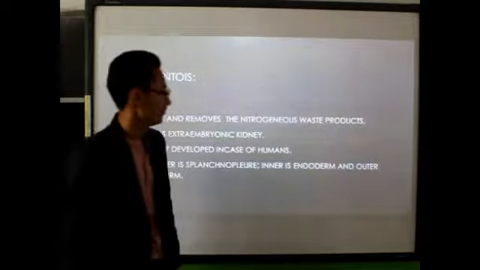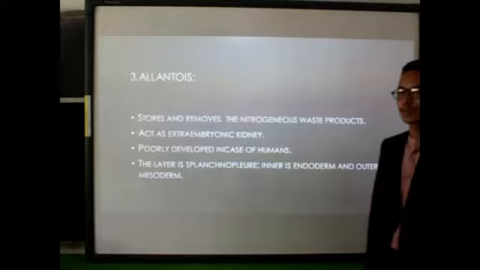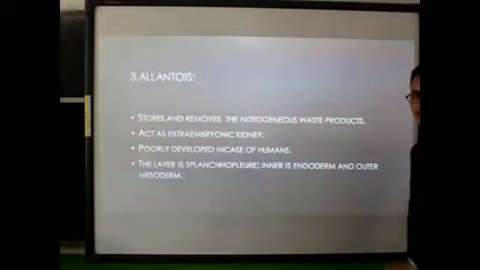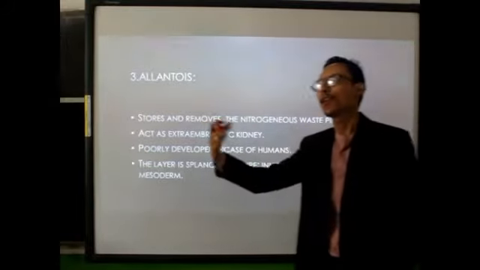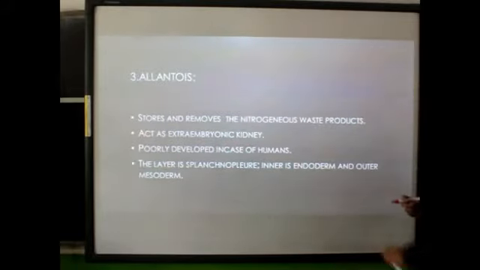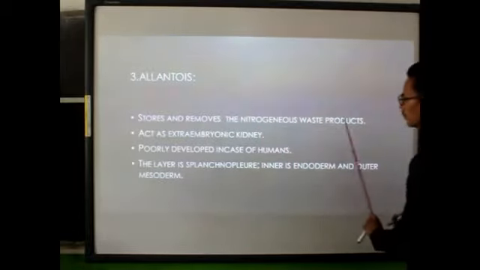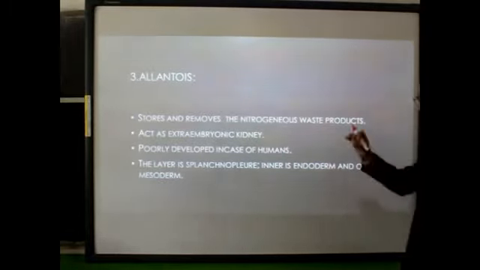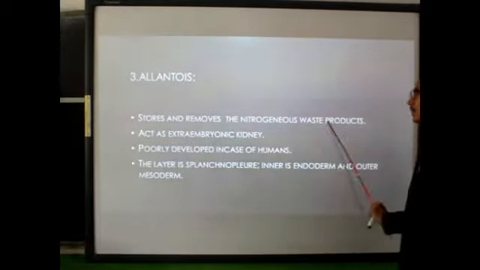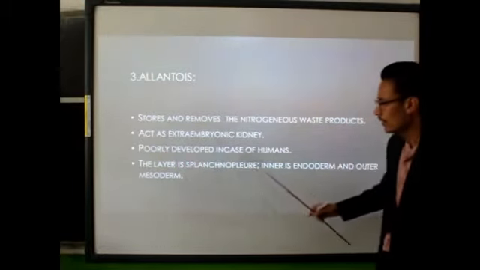Now next layer, allantois, the second sac-like structure. So we are going to talk about it. Okay, it acts as the embryonic kidney. Remember, yolk sac acts as the embryonic gut, whereas allantois acts as the extra-embryonic kidney. Now, it stores and removes the nitrogenous waste products. So whatever waste products are generated in the developing fetus will be stored and removed by it. But over here also, it is poorly developed in case of humans.